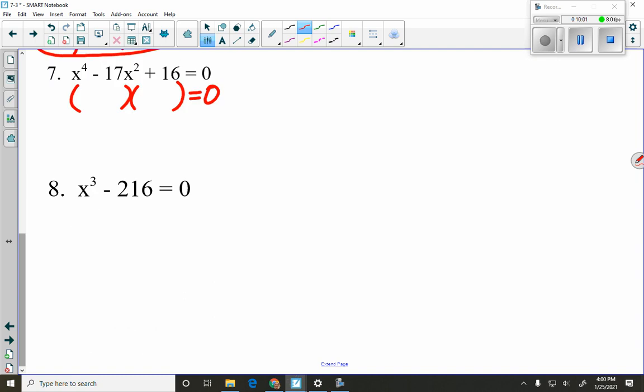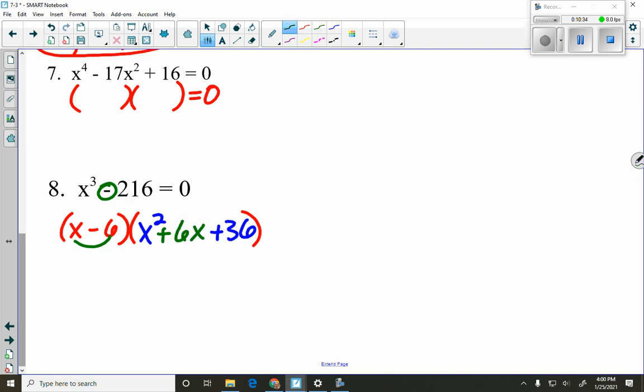Don't forget that we have difference of cubes. So number 8 here looks an awful lot like a perfect cube, which means that would be an x. Cube root of x cubed is x. Cube root of 216 is 6. Keep the same sign. Square the x, you get an x squared. Square the 6, you get a 36. It's always a plus. Take the opposite sign of what was in there and then multiply those two together, and that ends up looking like a 6x equals 0.